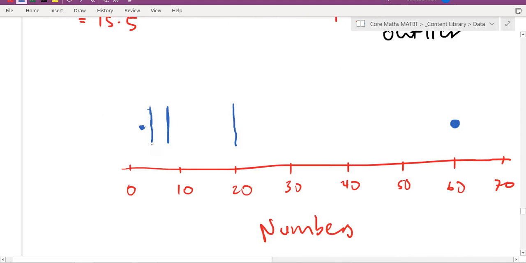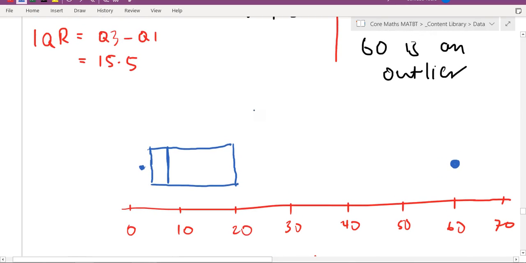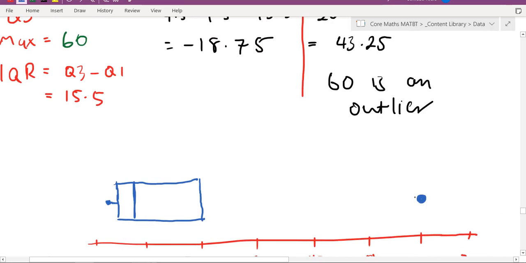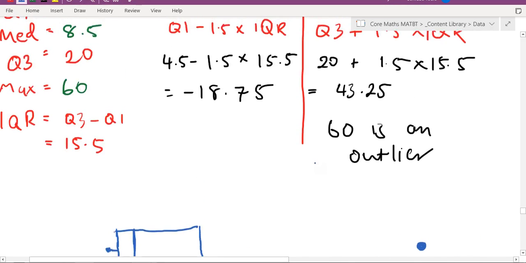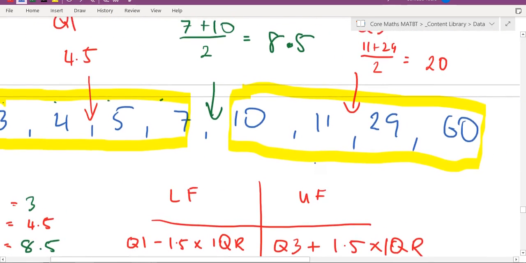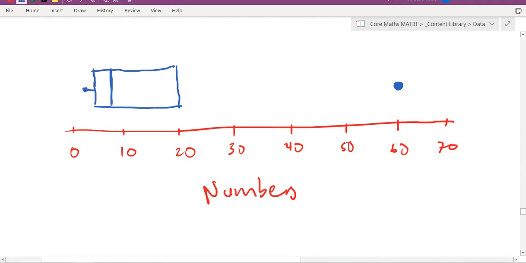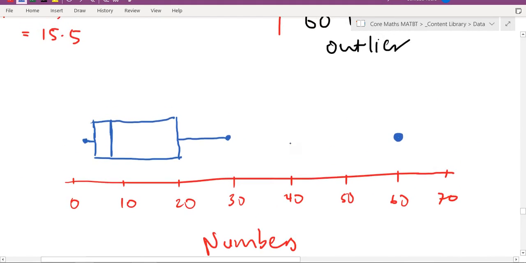And now from there, we join the lines like so. So it makes a box. Now, we can draw the whiskers from the minimum back to the box. But what about the other side? Remember, you cannot include the outlier as part of your line. So what's the next highest number on my number line, guys? 29. So that means our line should only go up to 29. That'll be just before 30, so over here. So there is my box plot.